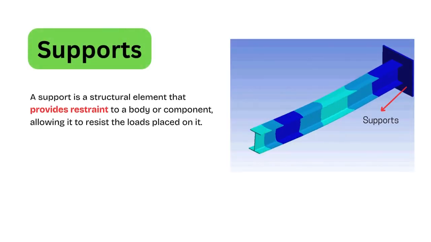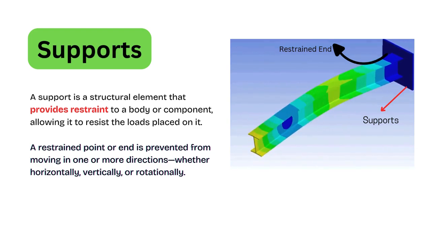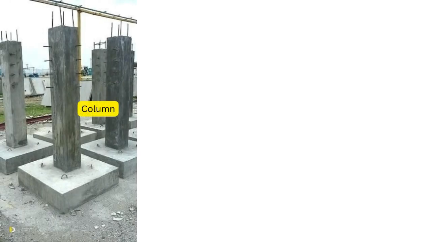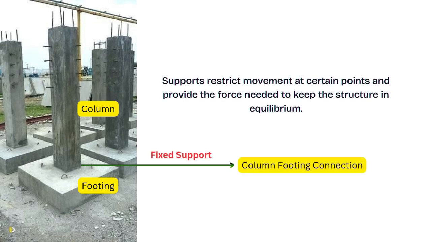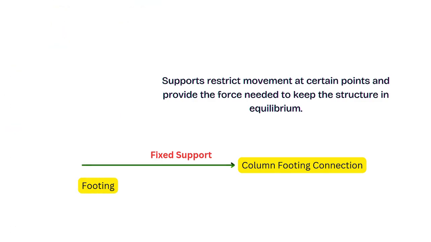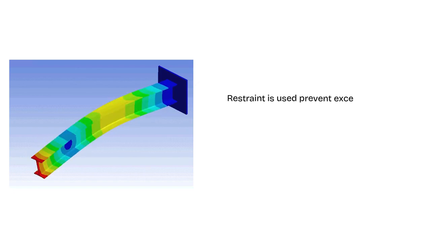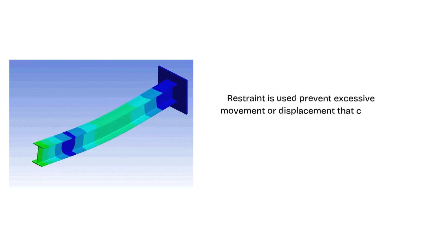Now, a support is a structural element that provides the necessary restraint to a body or component, allowing it to resist the loads placed on it. In civil engineering, supports are typically points of contact where the structure is connected to the foundation or other parts of the structure. These supports restrict movement at certain points and provide the force needed to keep the structure in equilibrium. The purpose of restraint is to prevent excessive movement or displacement that could compromise the stability of a structure.